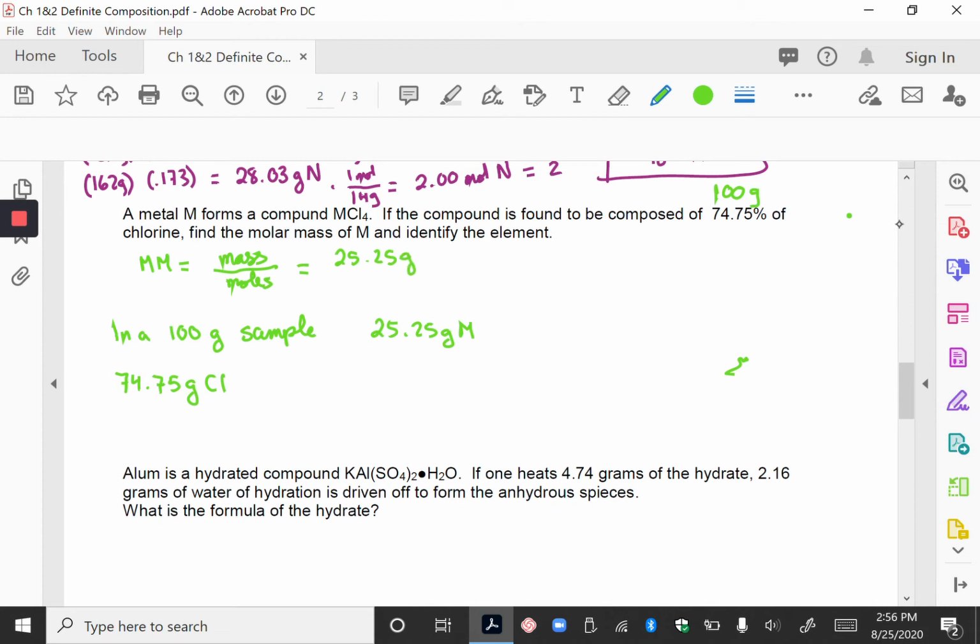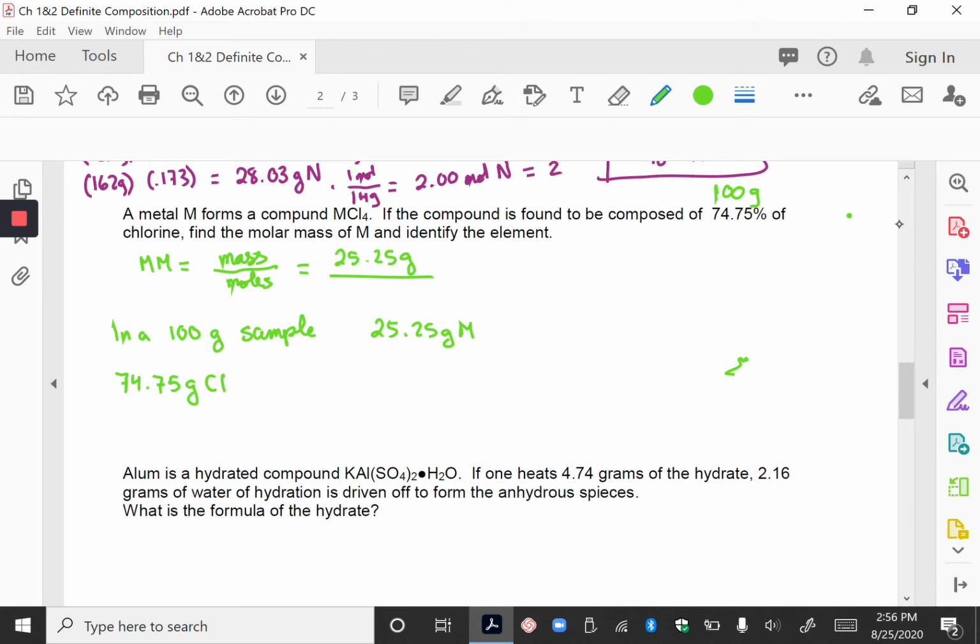25.25 grams. Good. I'm halfway done, right? That would be the mass of M in a 100-gram sample. The rest is chlorine. So then what I could do is, in my 100-gram sample of the compound, figure out how many moles of M are in there. And how would we do that? From the moles of chlorine.